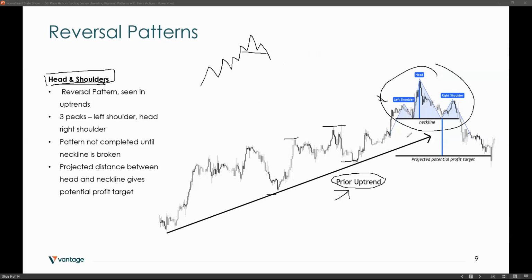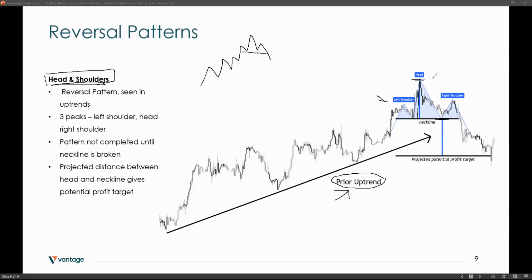With that in mind, you can see that this neckline is only considered valid when price breaks and closes below it, which comes in somewhere here. This is small, but you can see that when price breaks and closes below it, very often the neckline itself can be tested as a potential resistance area. And the projected distance is basically the distance between the head and the neckline. You project the same distance down after the break of the neckline.